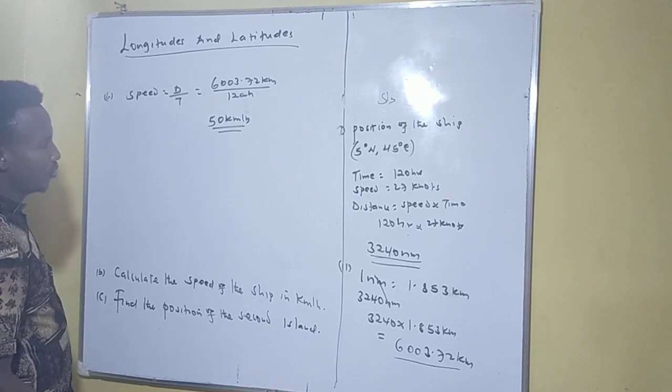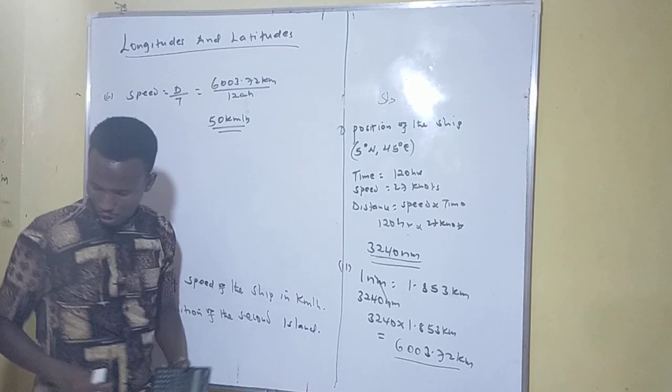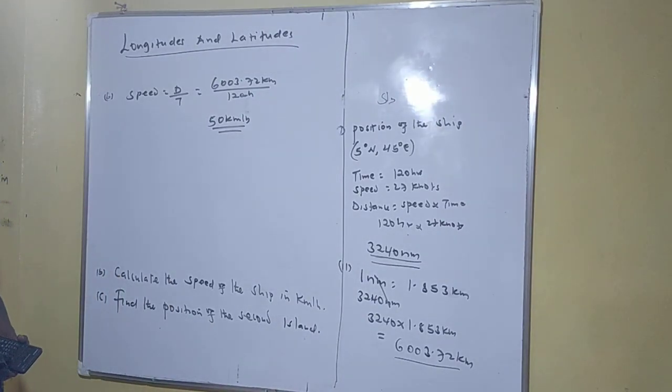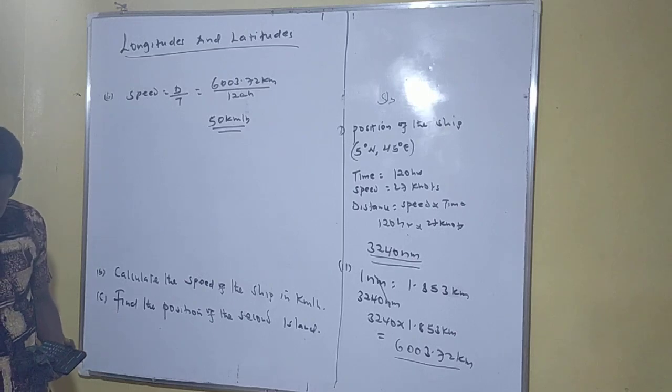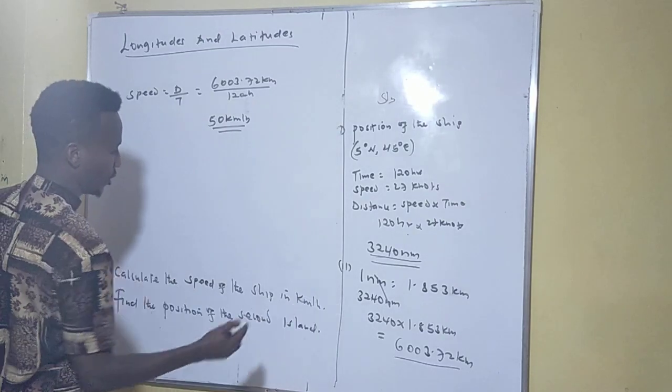Go back to the question. Read the question to understand. You're told a ship leaves an island which is 5 degrees north, 45 degrees east, and sails due east. So what's changing is the longitude. I have the distance, so let me get the longitude.